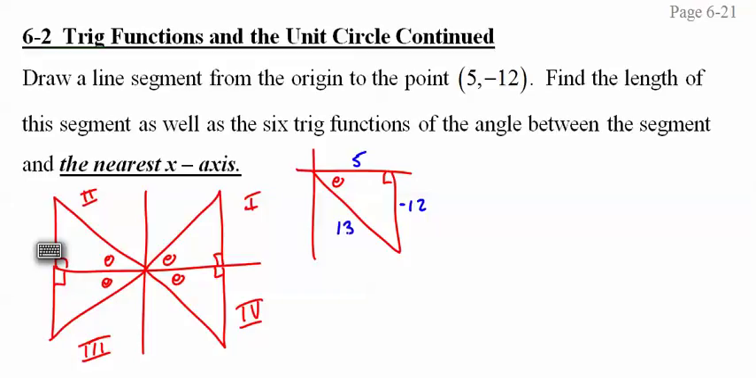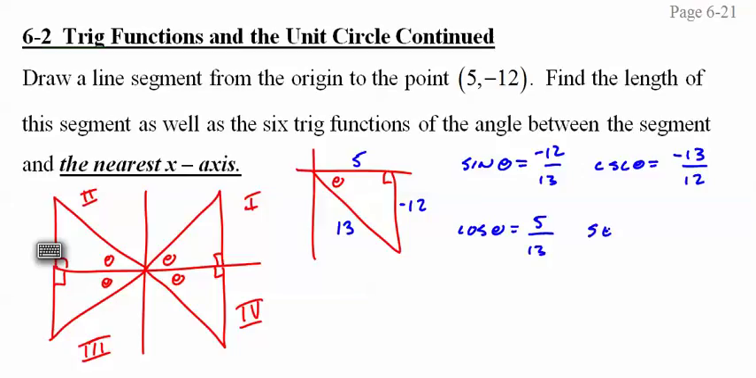A squared, b squared, c squared, 13. And now this is actually not such a bad problem. Sine of theta is -12 over 13. Again, then I'll do my cosecant right away. -13 over 12. Cosine of theta equals 5 over 13. Secant of theta equals 13 over 5. Tangent of theta equals -12 over 5. Cotangent of theta equals -5 over 12.